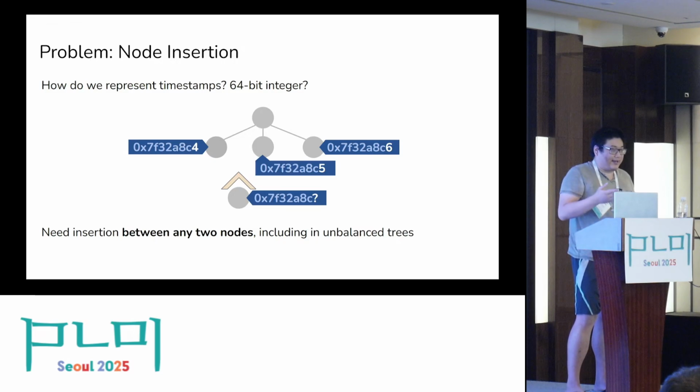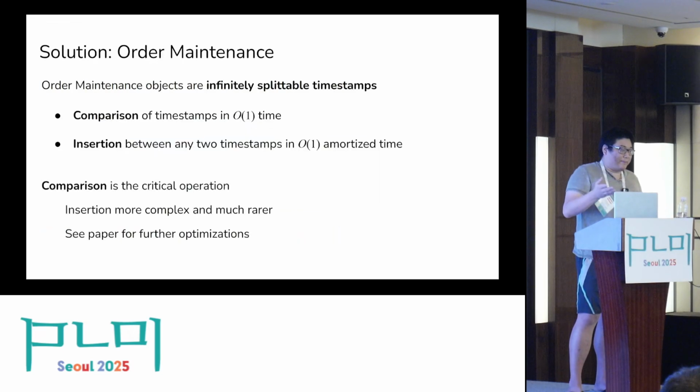So we need something other than an integer timestamp. It turns out algorithm researchers have come up with this idea of order maintenance, which presents the idea of infinitely splittable time. It provides two APIs, exactly what we need: comparison and insertion. It is critical that both of them are O(1) with a small constant of typically dozens of cycles. Comparison is the critical operation because a single node is inserted once and compared many times. So let's see how we can optimize comparison.